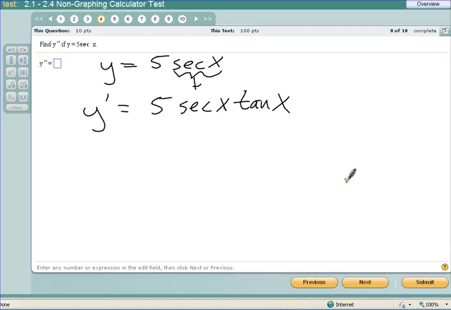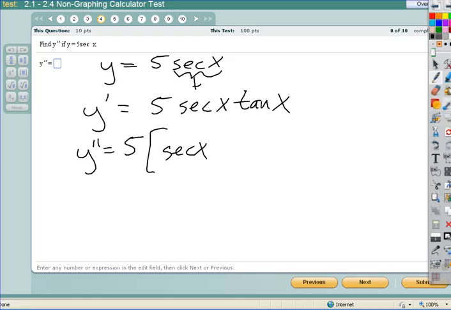Okay, now if we want to take another derivative, this layer gets a little harder. You gotta do the product rule. Not power, product. It's the derivative of a product of secant and tangent. Talk me through that. Secant x times the derivative of tangent x, which is what? Secant squared x. Good.